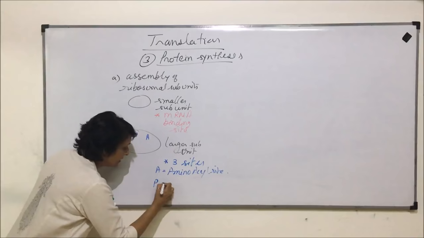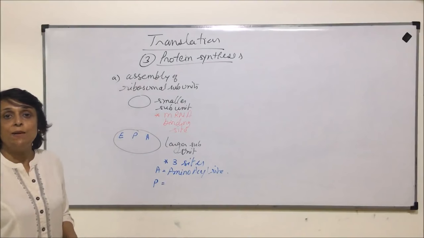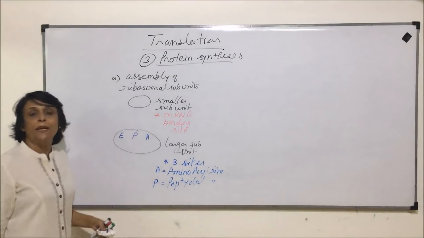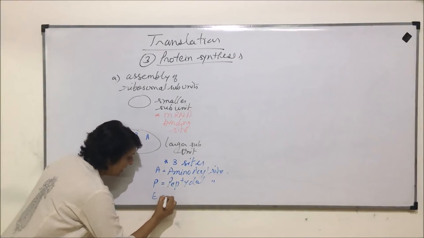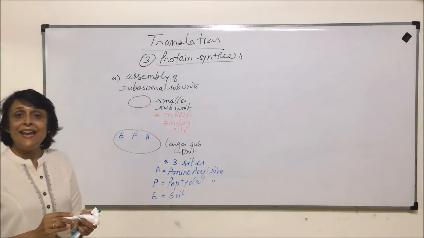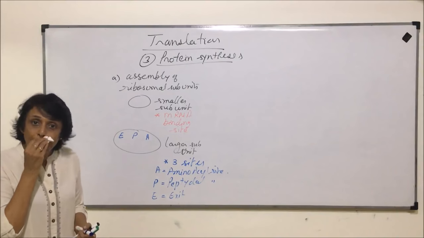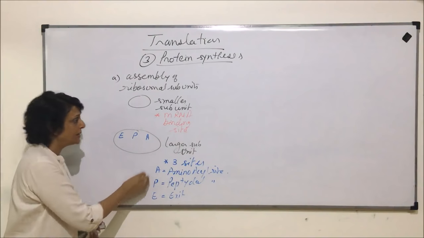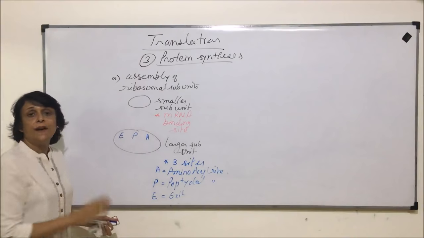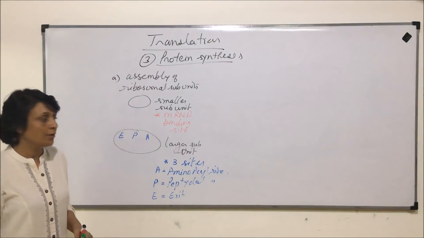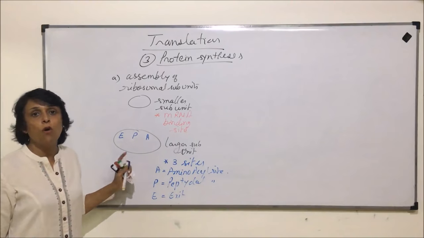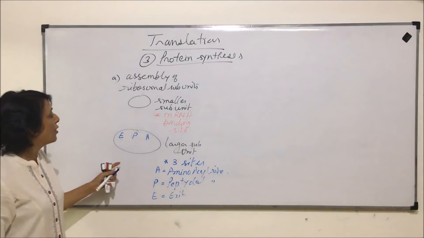P stands for, or the P site is for, peptide bond formation. So it is known as the peptidyl site. Here the peptide bond formation takes place. And E is known as the exit site. This is the place from where the tRNA is going to exit or leave. So the larger subunit has these three sites. mRNA is attached to the smaller subunit. If this ribosome is attached to the endoplasmic reticulum, then it is always the larger subunit which is attached to the ER with the help of a protein called ribophorin. That is again in the cytology part.